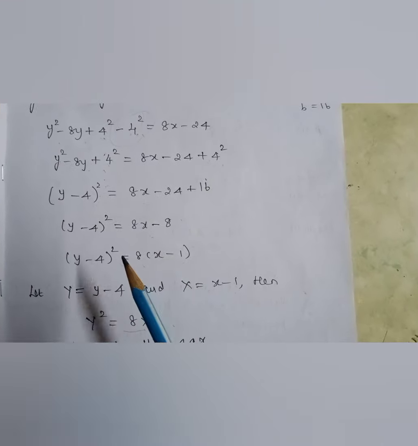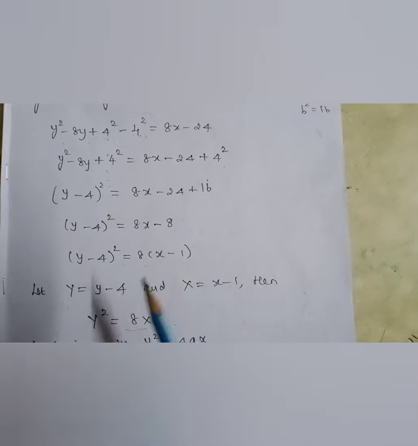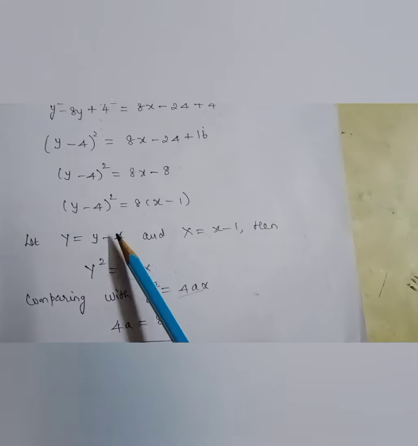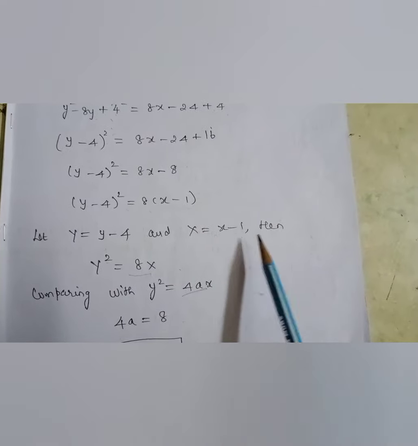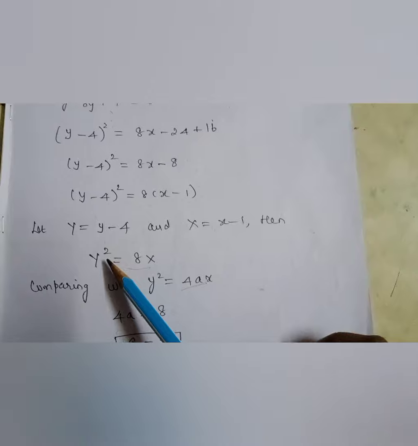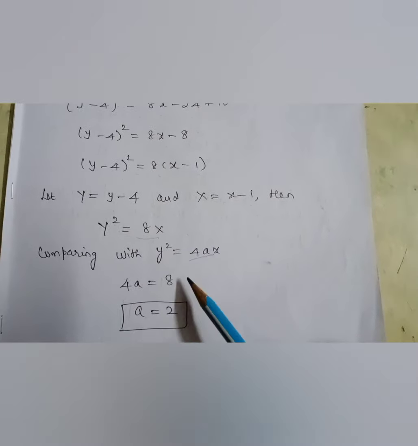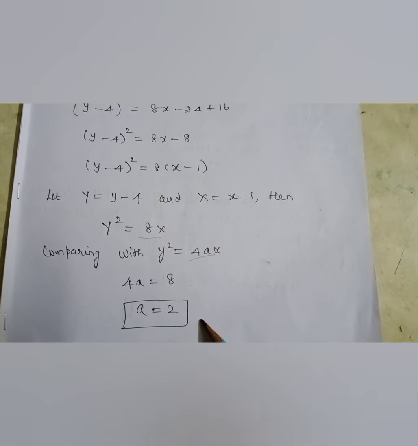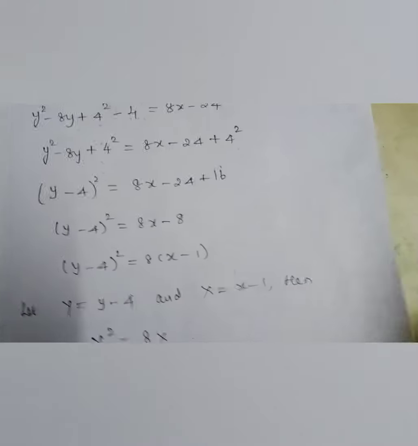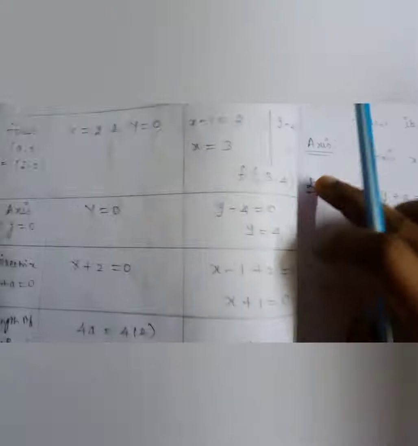Still, I should not have y minus 4 and all. So I will introduce the transformation: capital Y is equal to y minus 4 and capital X is equal to x minus 1. Then this becomes capital Y square is equal to 8 capital X. Comparing it with y square is equal to 4ax, 4a is equal to 8 and a is equal to 2. Now I'll go ahead with finding the vertex, focus and everything.